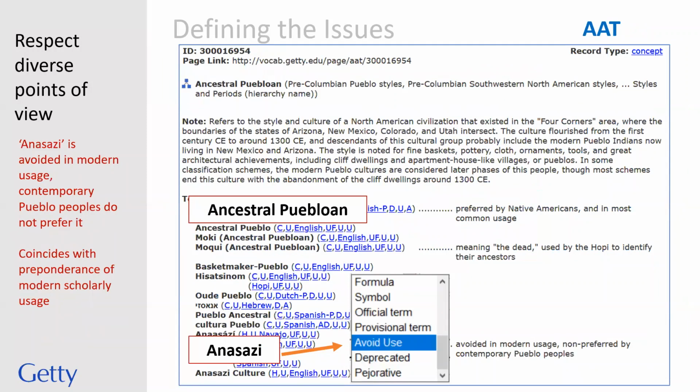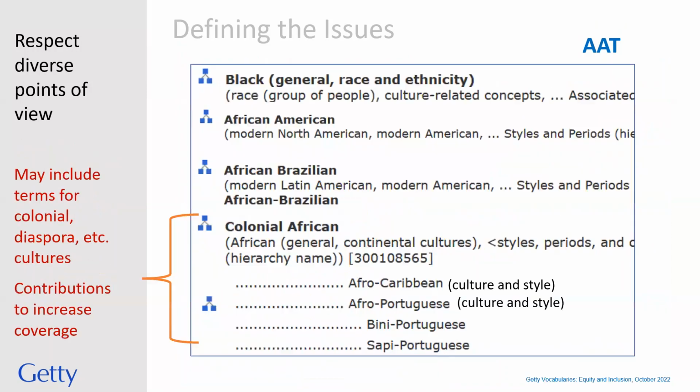Here's another example respecting diverse points of view. We had the term Anasazi, which was used for many decades to refer to this pre-Columbian Southwestern North American culture. But now that is considered pejorative, it's avoid use. And instead, the preferred term is ancestral Puebloan. It's preferred by the Native Americans, who are the descendants of these people. And also this coincides with the preponderance of usage in modern scholarly literature.